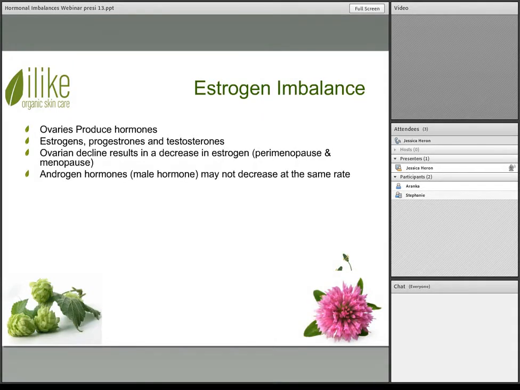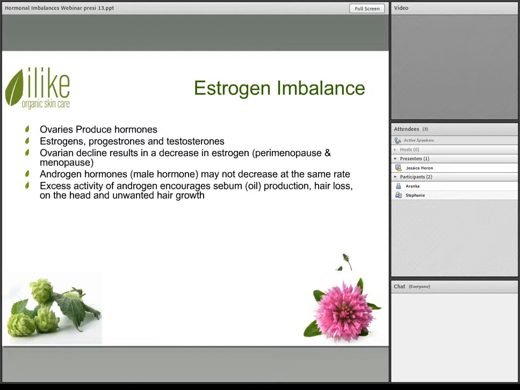Androgen hormones, which are the male hormones, may not decrease at the same rate, and androgens can stimulate the enlargement of our sebaceous glands. An excess of activity of an androgen hormone encourages sebum or oil production. It also can cause hair loss on the head and also unwanted hair growth in unwanted areas. The androgen stimulates the enlargement of the sebaceous glands, giving way to the production and secretion of sebum, or oil, which is the oily substance in our skin.